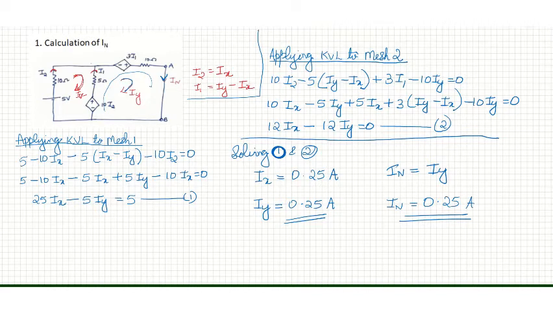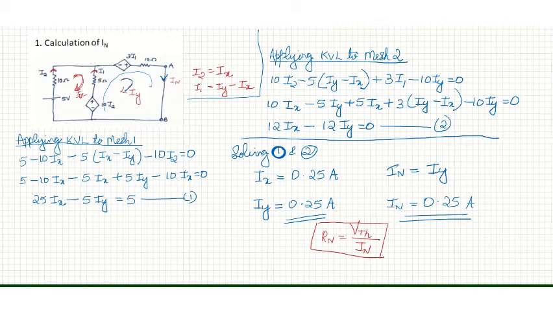Next step is to calculate Rn. We know that in this circuit we have both independent and dependent sources. So Rn can be calculated using this relation: Rn is equal to Vth divided by IN. IN we already got. Now we have to find out Vth. In order to calculate Vth, open circuit the terminals A and B. Then find out the voltage across A and B.